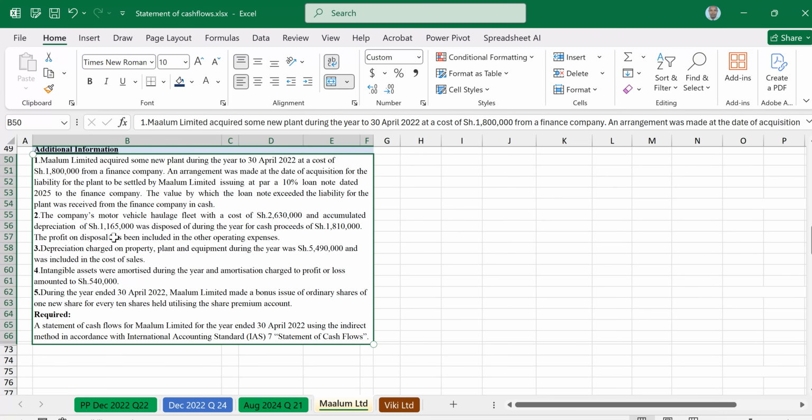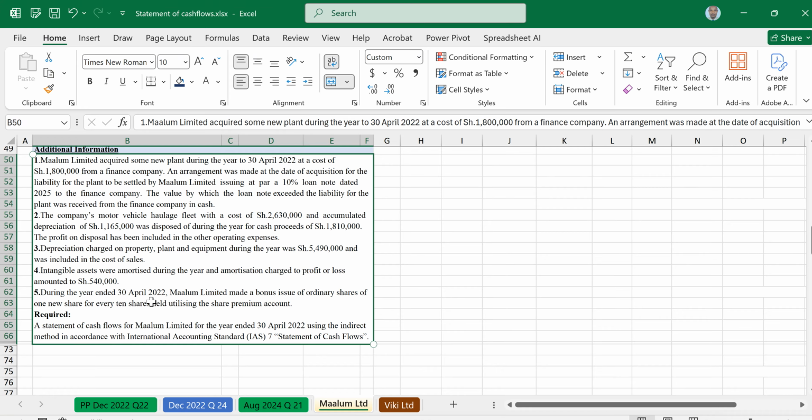The company's motor vehicle haulage fleet with a cost of 2,630 and accumulated depreciation of 1,165,000 were disposed of during the year for cash proceeds of 1,810,000. The profit on disposal has been included in other operating expenses. Depreciation charged on property, plant and equipment during the year amounted to 5,490,000 and was included in the cost of sale. Intangible assets were amortized during the year and amortization charged to profit or loss amounted to 540,000.